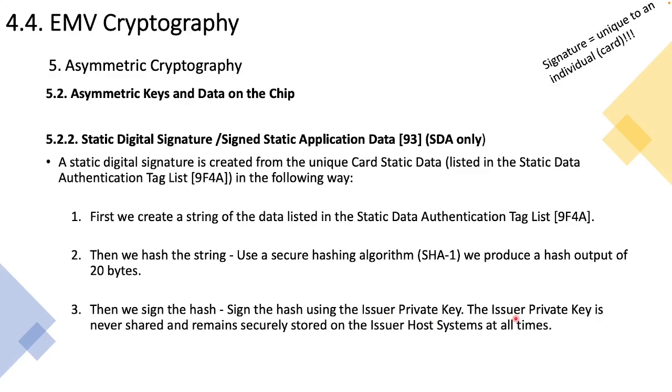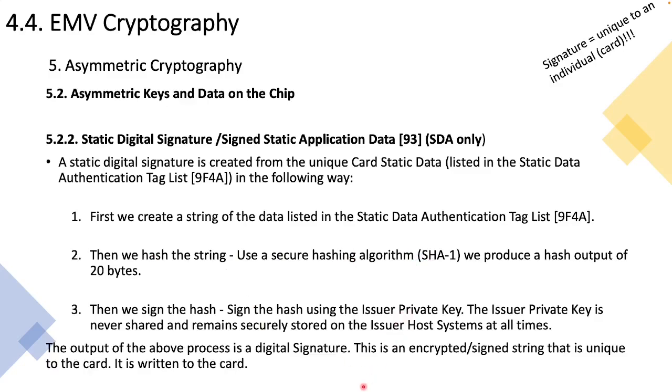Remember we said the issuer private key is never shared. So we'll sign this hash data on the issuer host system, but the key itself never leaves the system, right? What we're interested in is the fact that we've taken that static list of data, we've hashed it using this algorithm, and then we've signed that hash, or we've encrypted that hash using this RSA private key. So the output of the above is a digital signature.